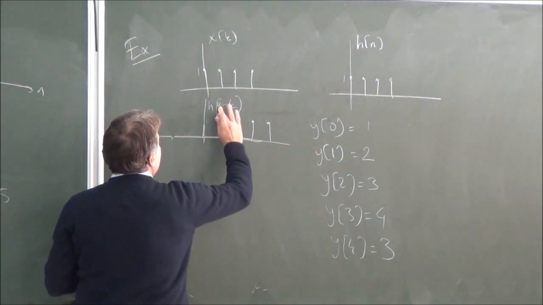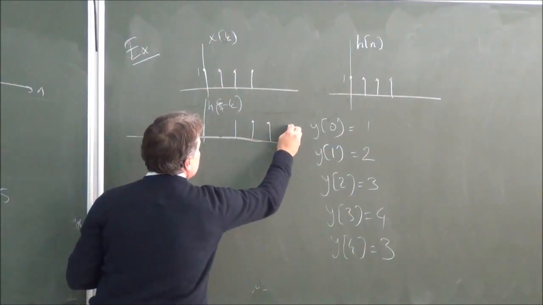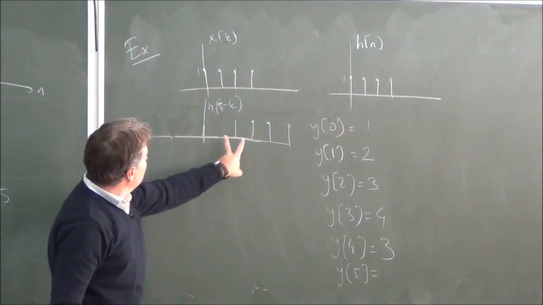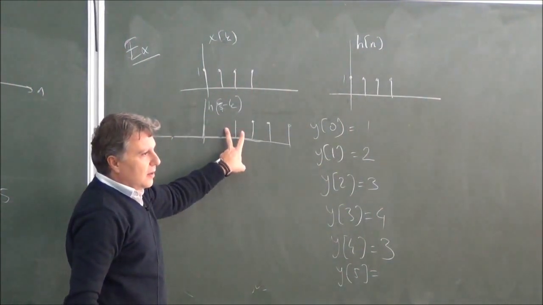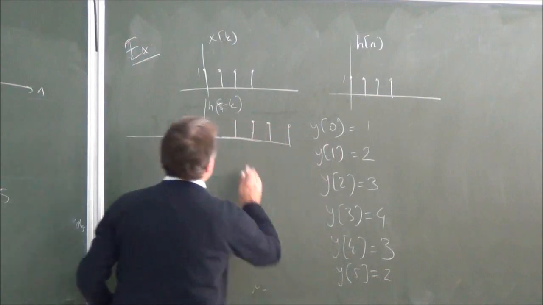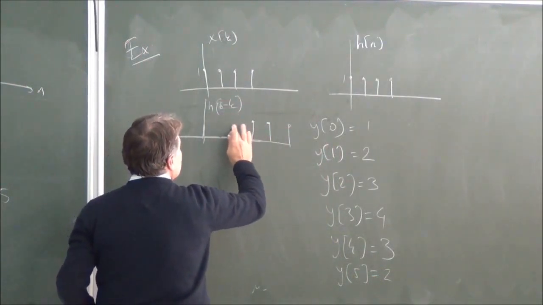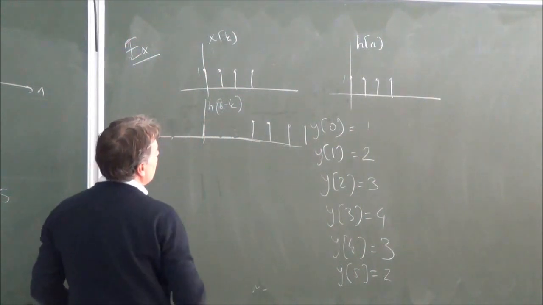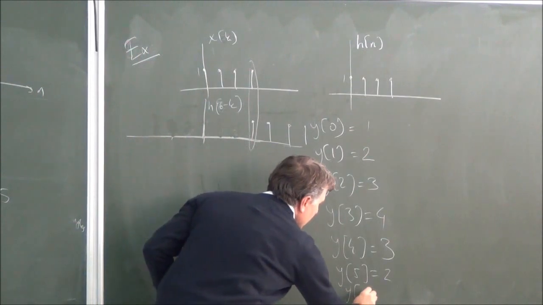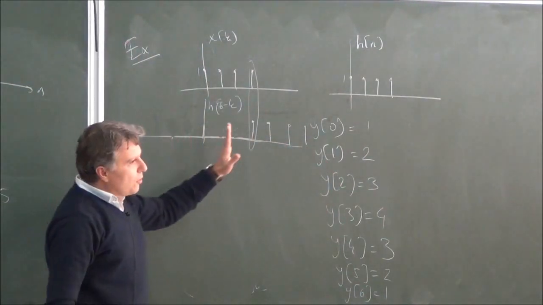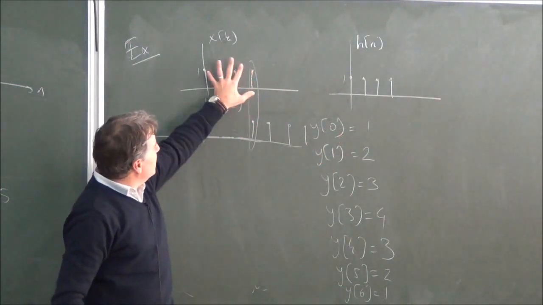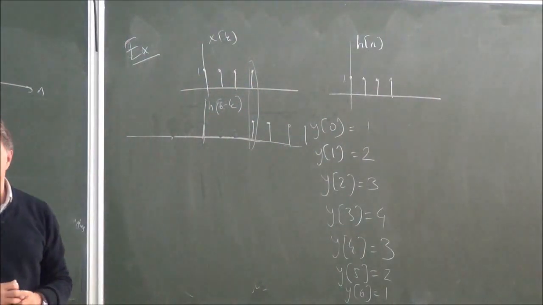H of 5 minus k will be this, and we will find y of 5. What is that? We have only two overlaps, and multiplications are 1 for each. Summation is 2. Y of 5 is 2. H of 6 minus k is this, and there is only one overlapping item, and y of 6 is 1. If you go further towards right, then y of 7 will be 0, because the shifted versions and this one will not overlap with each other. So you will have nothing.